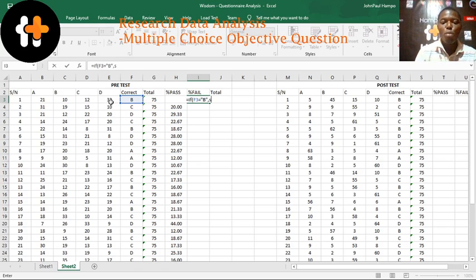Now look for the sum of those that fail. Sum A, C, D. We'll get the sum, then we'll divide it by what? By the total. Good. Then we'll multiply by 100. This will give us the percentage of those that failed.